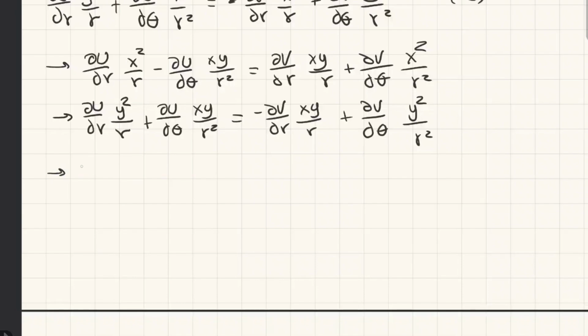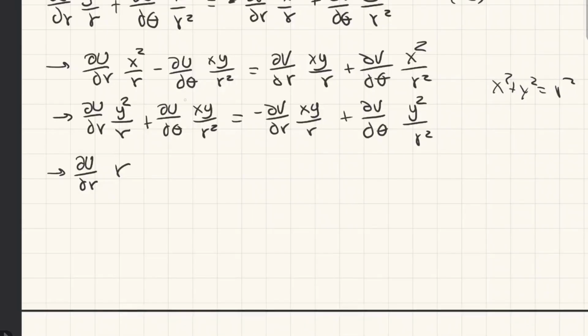And for example, for the first element, we will get the derivative of u with respect to r, x squared plus y squared divided by r. Recall that x squared plus y squared is equal to r squared. So this is r squared. And then r squared divided by r, we will get r.